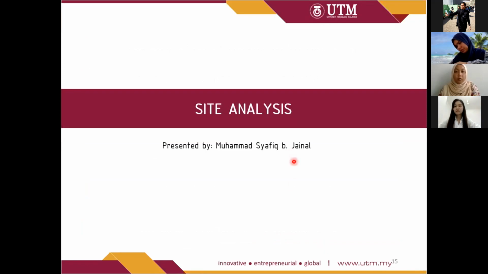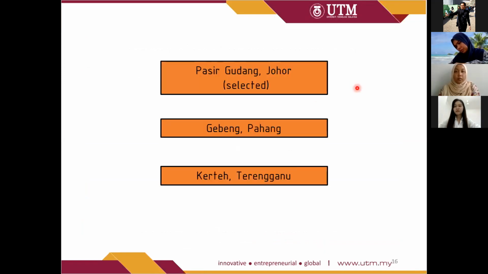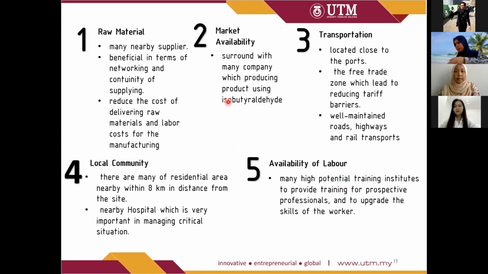Next. So we go to the site analysis. We have chosen three site locations: Pasir Gudang in Johor, Gebeng in Pahang, and Kerteh in Terengganu. We have selected Pasir Gudang as our site because it meets the criteria that we need. So first one is raw material. Our plant is located near many neighboring suppliers, so it's beneficial in terms of networking and continuity of supply. It can also reduce the cost of delivering raw material and labor costs for manufacturing.